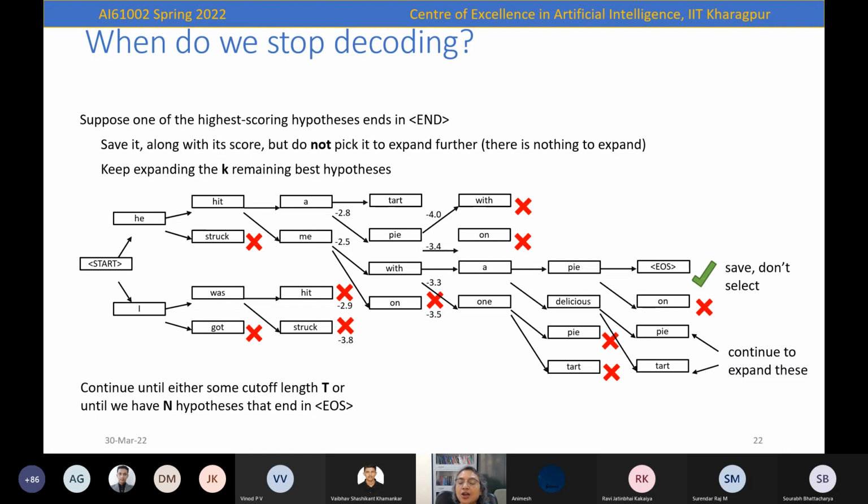Now, when do you stop decoding? When you get end of sentence. So there is a special marker at the end of any path. When you get end of sentence as the output, you stop. Okay. So different sentences that you are getting, different sequences will have different lengths.